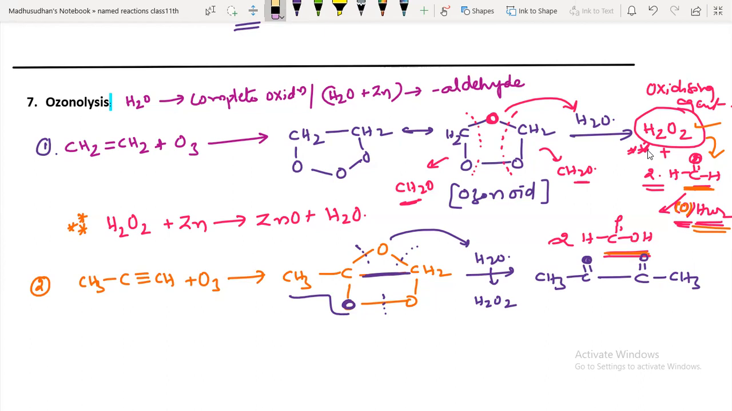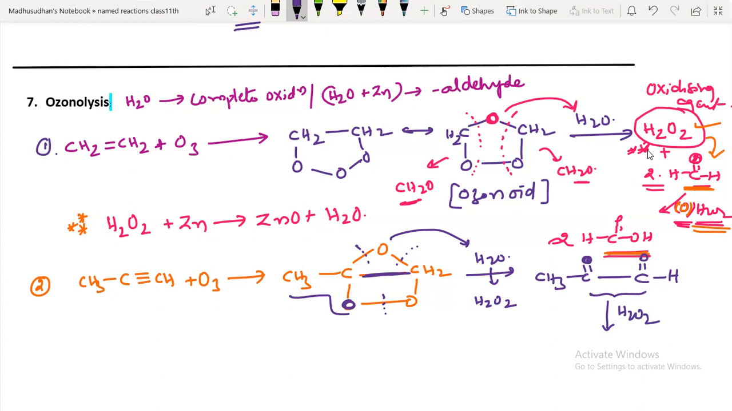Just give me a moment. C double bond OH only. This is not CH3, right? So I'll take only hydrogen here. So this is where it should actually stop. If there is peroxide present, if hydrogen peroxide is allowed to react with this aldehyde product and this product now.